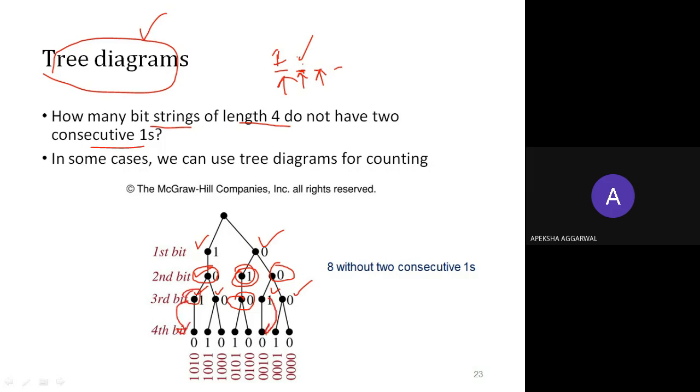And how many total possible combinations? 1, 2, 3, 4, 5, 6, 7, 8. So 8 possible combinations. 1 0 1 0 1 0. So every path represents one possible choice. 1 0 0 0 0 1. Okay, so this is clear.